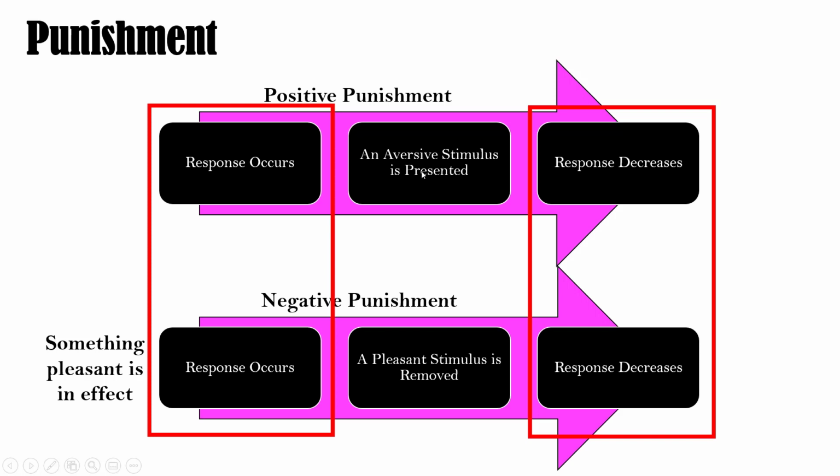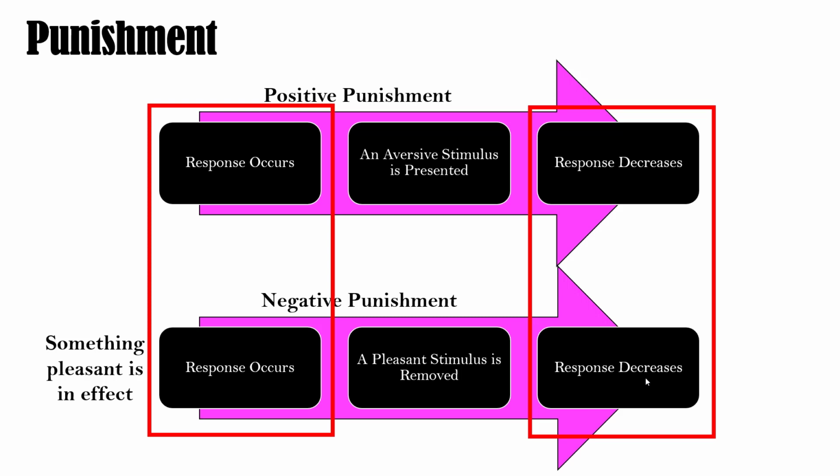So for example, with positive punishment, maybe you have a kid who talks back to their mom and therefore they get more chores, and so that would be an aversive stimulus that's presented, and therefore they stop talking back to their mom. That would be an example of positive punishment. Negative punishment, maybe you have a kid that talks back to their mom and their TV gets removed or their phone gets removed, and therefore they don't talk back to their mom anymore.